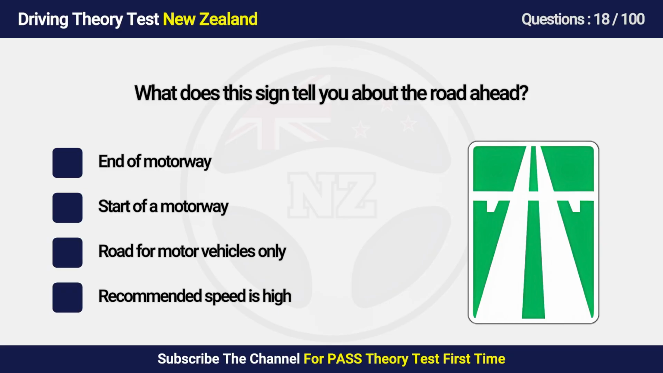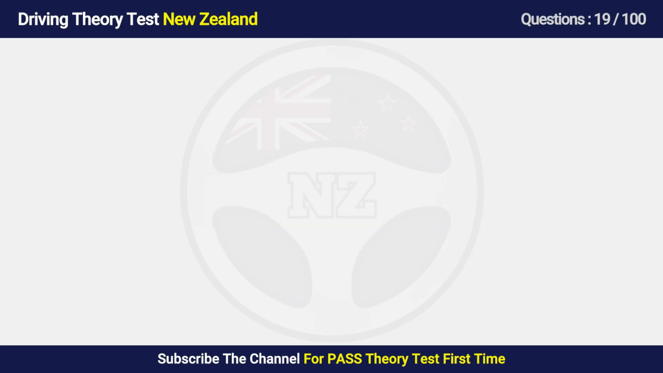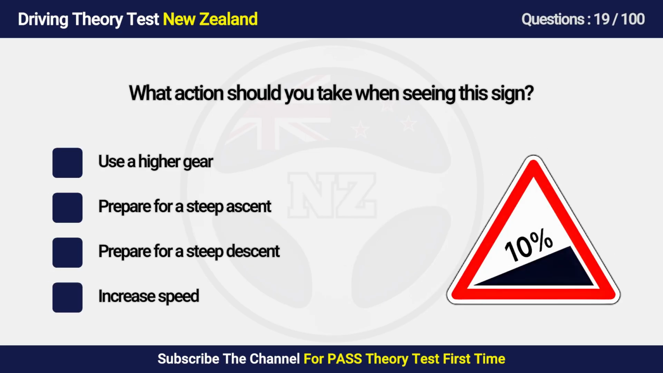A. End of motorway. B. Start of a motorway. C. Road for motor vehicles only. D. Recommended speed is high. Answer is B. Start of a motorway. This sign marks the beginning of a motorway or expressway. Motorways have specific rules regarding entry, exit, speed limits, and vehicle types. Question 19. What action should you take when seeing this sign?